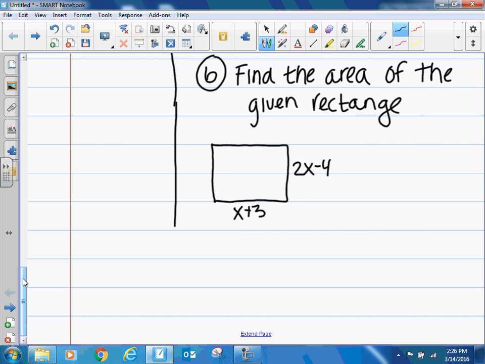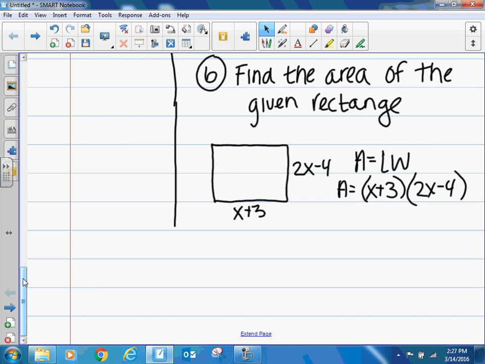Well, we know that the area of a rectangle is base times height, or length times width, I guess that would be a better way. Length times width. And we can plug those in now. We know area is equal to our length is x plus 3, and our width is 2x minus 4. So I can essentially use FOIL to simplify this to find my area. So I'm doing first, outers, inners, and last. So x times 2x is 2x squared.